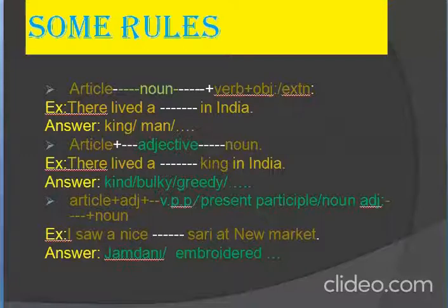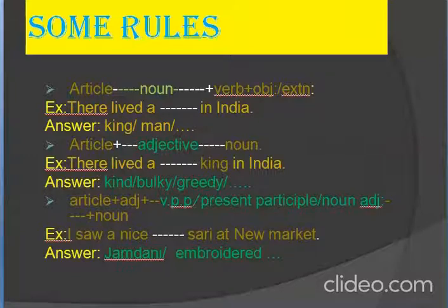Next rule, a gap is between article and noun. In that case, apply adjective to complete the sentence. There lived a blank king in India. Here, a is article, king is noun, so in that case, use adjective perfectly. I can say here, there lived a kind king in India. There lived a bulky king in India. There lived a greedy king in India.